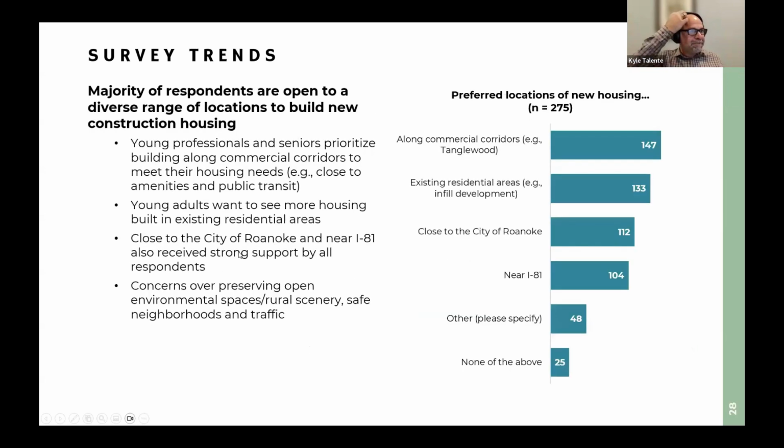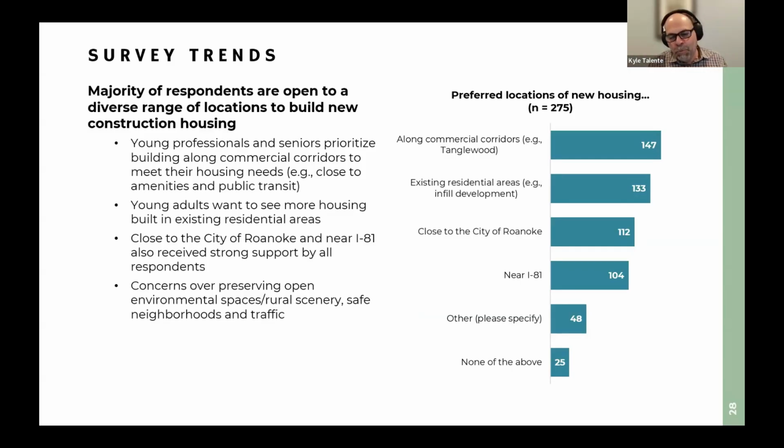When we asked the folks, okay, where would you like to see the new housing developed in the county? Along commercial corridors, infill development, and close in to the region's economic activity center, which is the city of Roanoke, were the most common answers.